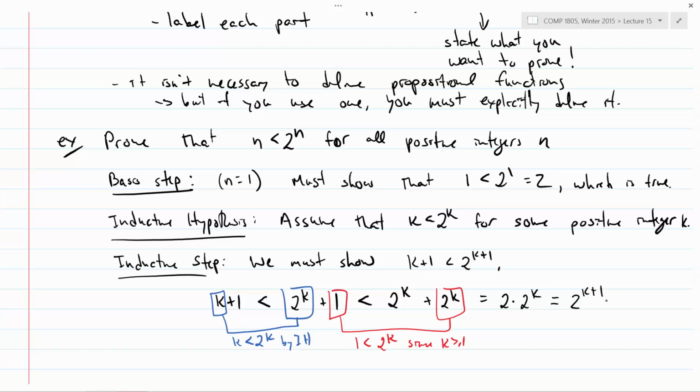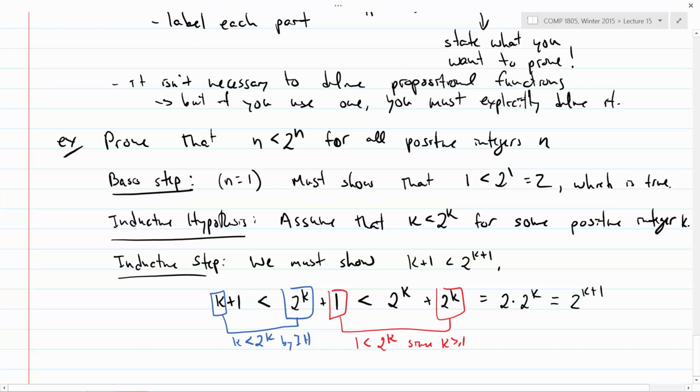So what did I do? I showed that k plus 1 is less than 2 to the k plus 1. And if I look back at the first line in my inductive step that showed me exactly what it is that I was trying to do, that is in fact exactly what I was trying to do. So that's why we write down what it is we're trying to prove. We write it down so that we know when we're done. And in this case, I know I'm done because I got to exactly what I wanted to prove.